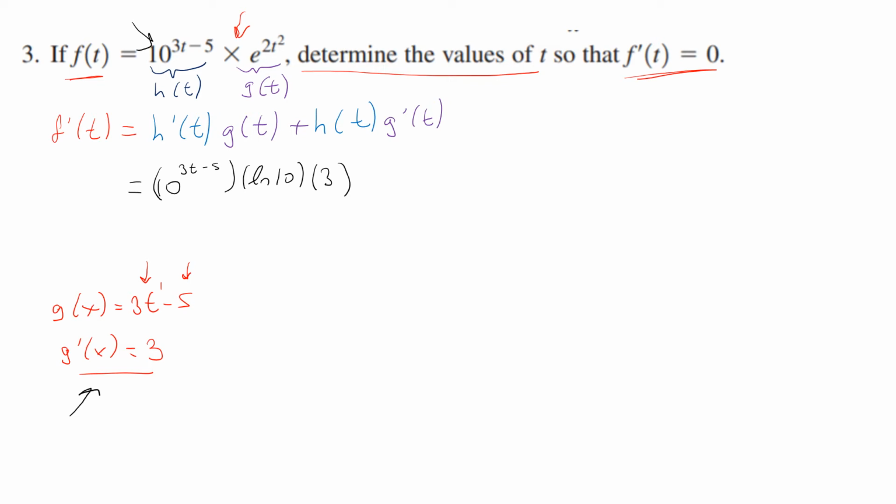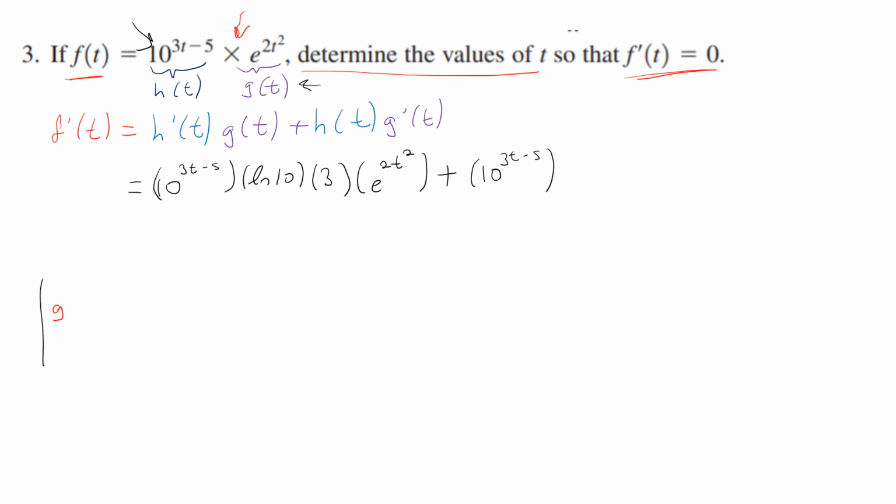Now I keep g(t) the same, which is e to the power of 2t squared. And then I do plus h(t), keep it the same, don't do anything, so 10 to the power of 3t minus 5, and then take the derivative of g(t). So don't get confused by this. This was separate, for the formula. They are not the same functions. I should have called it something else, but in the formula we usually say g(x), so that's why I said it, to make it easier on you guys.